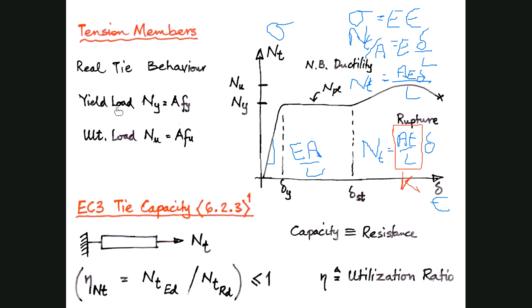So as a recap, what we said is that in a member, away from the connections, we designed for the yield load, which is NPL,Rd, or NY, which is the cross-section area times the material yield strength divided by the material factor of safety gamma M0.